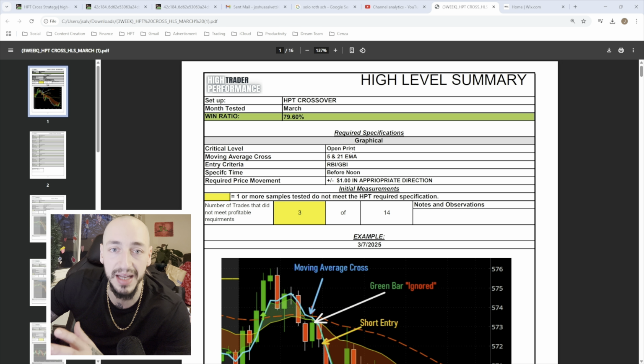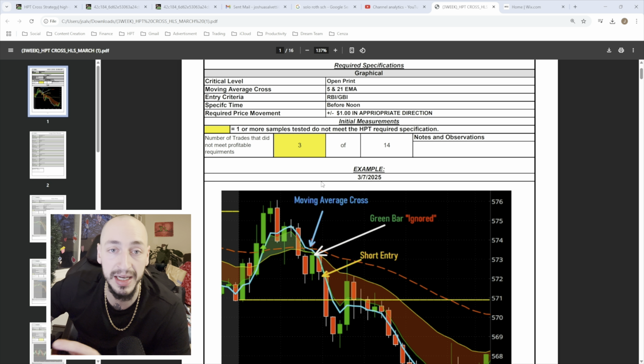This is the 5 and the 21 EMA. I love the EMA cloud. Why? Because it's simple. You literally get to see it go from green to red, red to green. Therefore, you know that somebody has just taken control of the market and they are now dominating the trend.